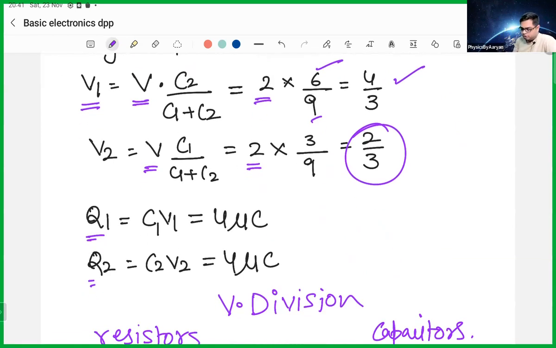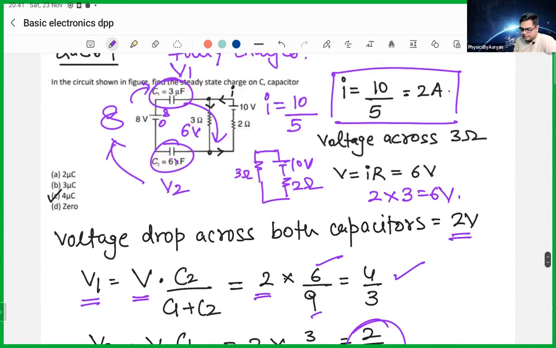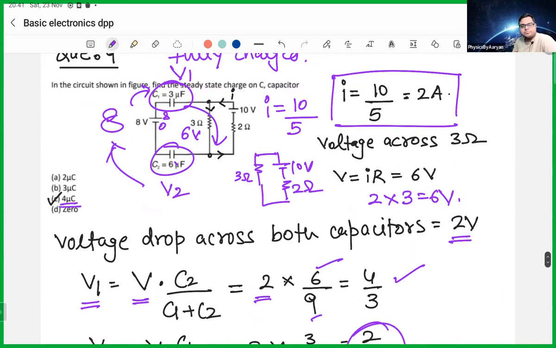If you do Q1 and Q2, Q1 is C1 V1. So how much is C1? 3. How much is V1? 4 by 3. 3 and 3 cancel, you get the answer 4 microcoulomb. What about the second case? C2 V2. C2 is 6. V2 is 2 by 3. So again, you solve it out, you get 4. So the charge on both the capacitors is 4. Hence the answer is 4.